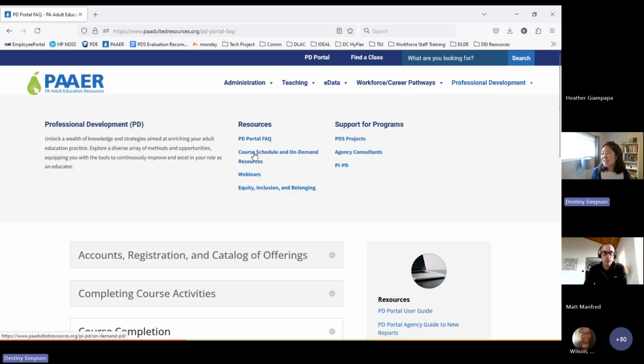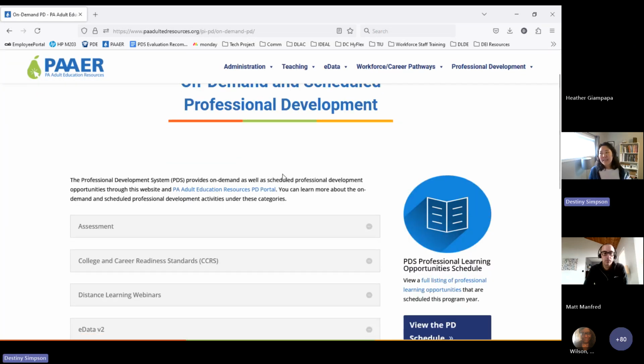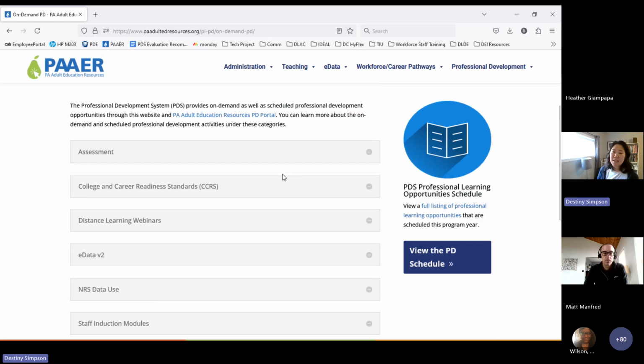In addition to that, there's a course schedule here. And at the kickoff, we had paper copies of this, but I forgot to mention that it's also available online. This is the list of the professional learning opportunities that are available. So this can be a tool that your in-house PDS specialists can use to help your staff and your volunteers identify what professional development do they need and what professional development is available for them.